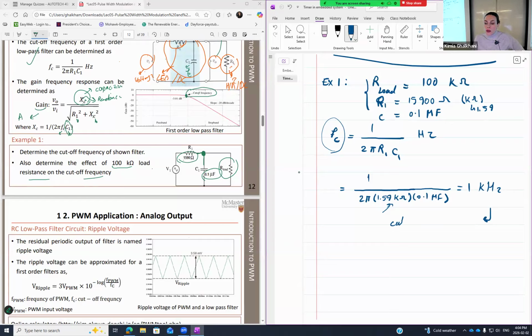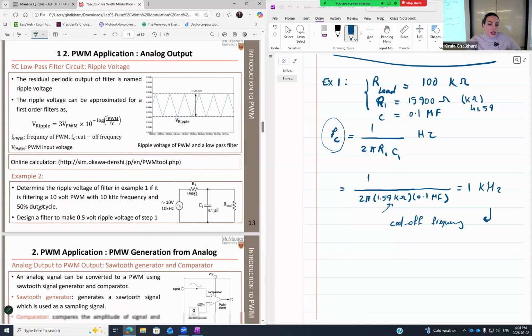This is going to be my cutoff frequency. And cutoff frequency means this corner frequency, from maximum to minimum. The point which is traveling from maximum to minimum.